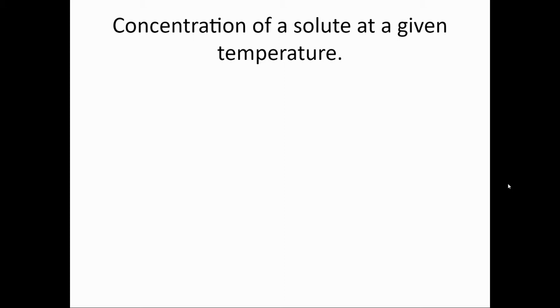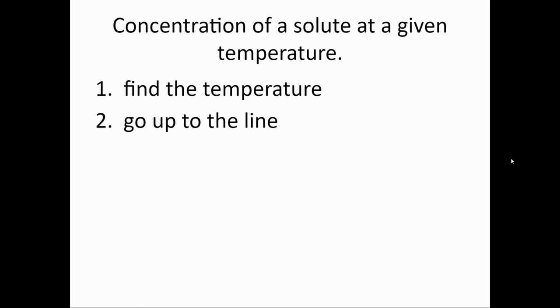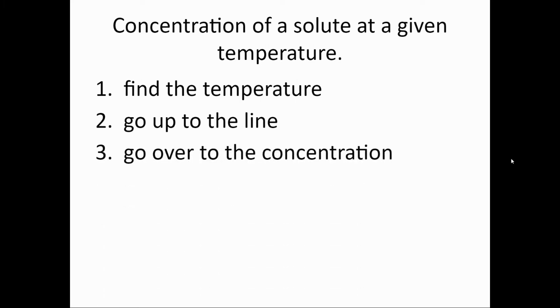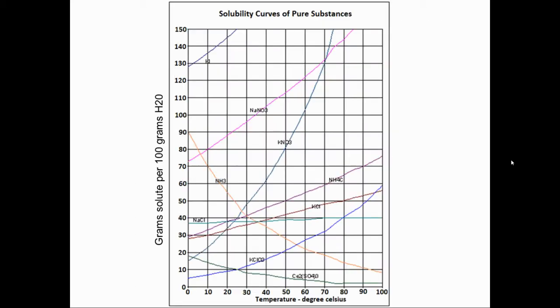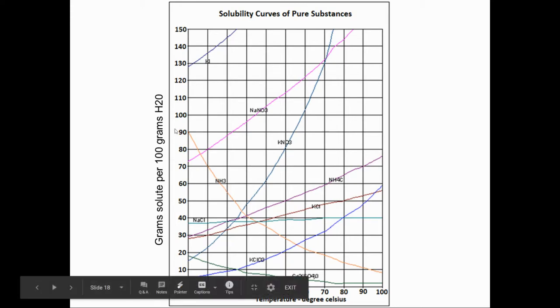And it's just like working with any other type of graph. It just takes practice to figure some things out. All right, so concentration of a solute at a given temperature. You're going to first find the temperature along one axis. Then you're going to go up to the line and go over to the concentration. Okay, and you'll see what I'm talking about here in just a minute. So this is an example of a solubility curve. On one axis, you'll see the amount of solute, and on the other axis, you'll see the temperature.